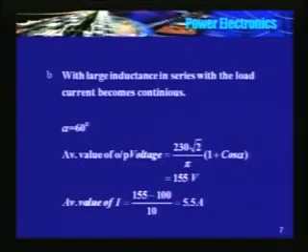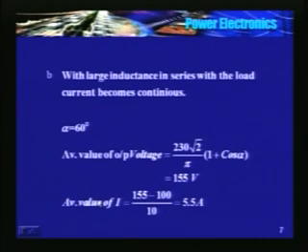0 to alpha output voltage is 0, alpha to pi it is Vm sin omega t, from pi to pi plus alpha again 0, and from pi plus alpha to 2 pi it is Vm sin omega t. So the average value is Vm by pi into (1 plus cos alpha), so 155 volts. The average value of I is the average value of the output voltage minus E, divided by R. That is the current.